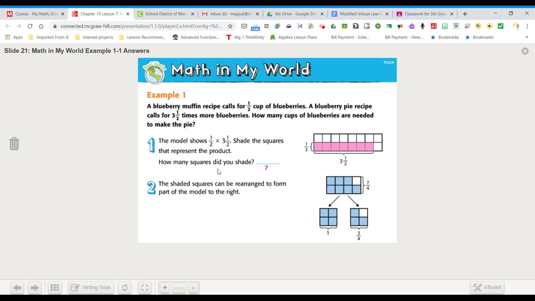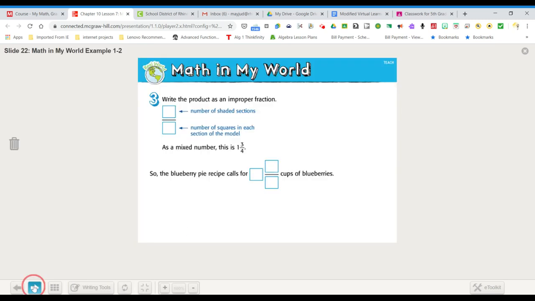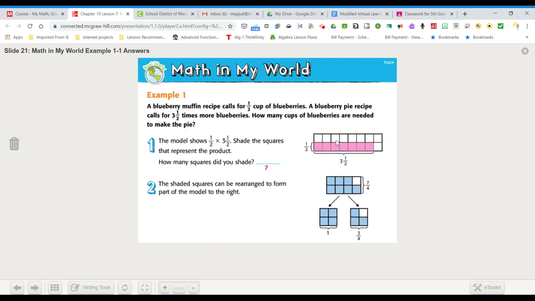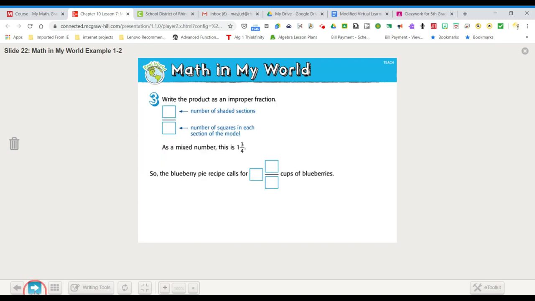But it's kind of walking you through this. It says, how many squares did you shade? 7. And so the shaded squares can be arranged, and they show you how to arrange that. Step 3, though, your answer is the number of shaded sections, and then it says the number of squares in each section of model, and they said 4. So let me show you where that came from. So let me go back to the previous section. So remember I said there was this dark line here, splitting this up? There are actually 4 boxes in here. And so that's kind of where that 4 comes from. So the blueberry pie recipe calls for 1 3/4 cups of blueberries.